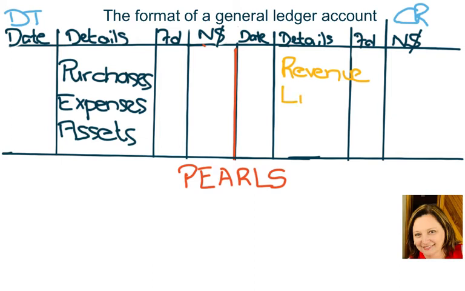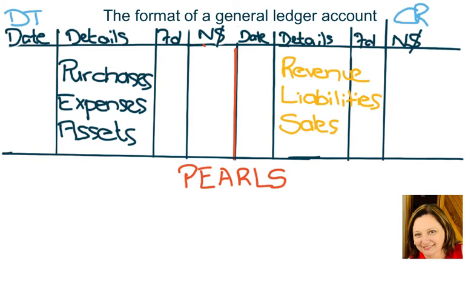Then I look at liabilities. And then I have sales. Alright, so now you will see P, E, and A is on the debit side. There's my P, E, and A. And on the credit side I have R, L, and S, BILLS. And this only indicates to you on what side these amounts will increase.